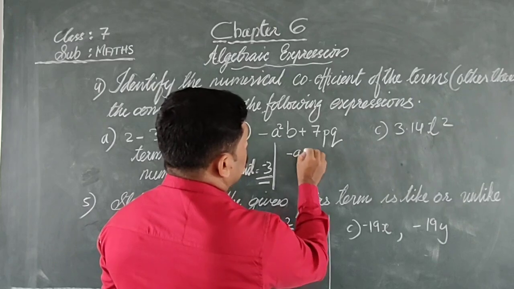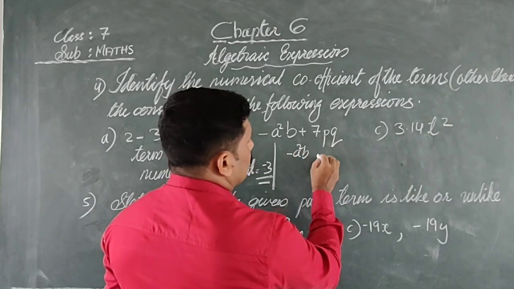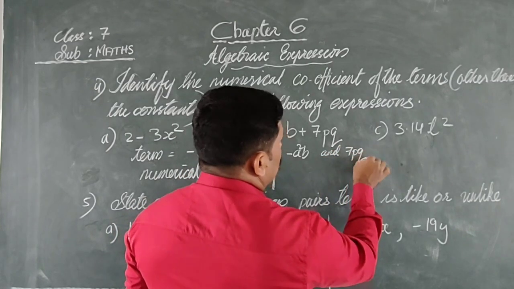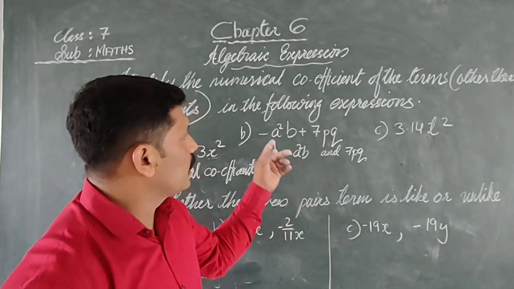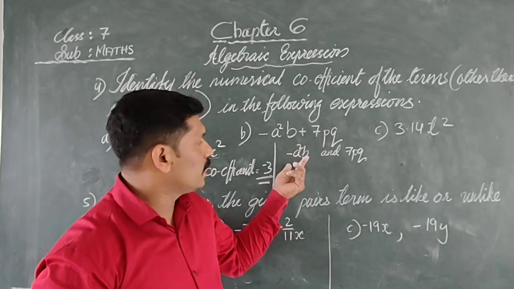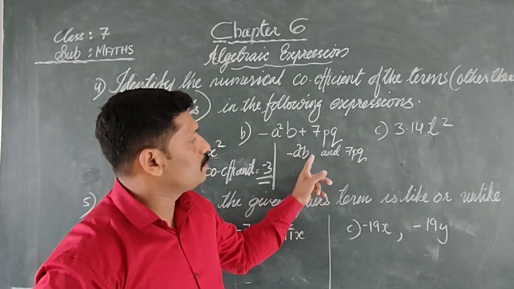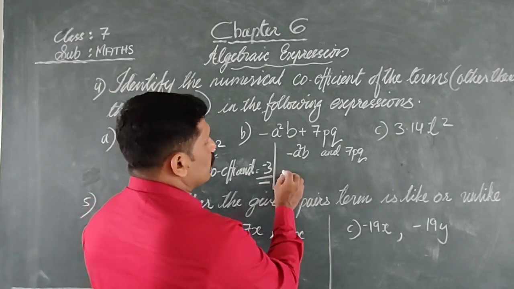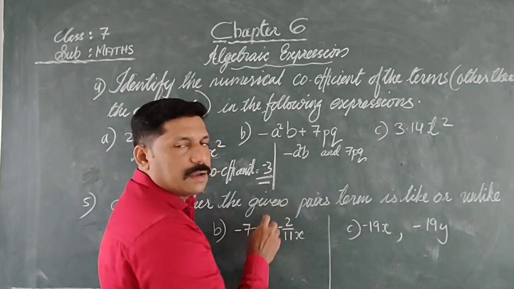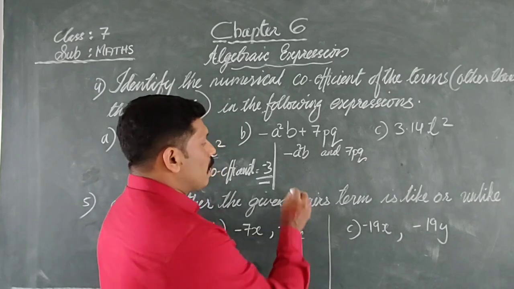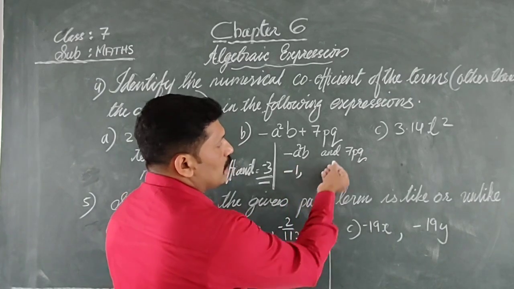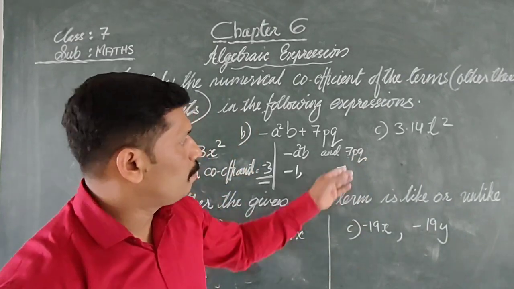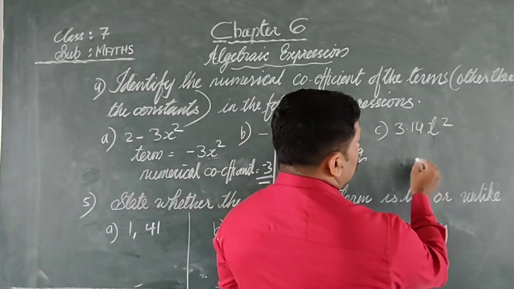And here you can see that two terms are there: negative a square b and 7b. These are the two terms. A constant is not there in this expression. Two terms are there: negative a square b and 7pq. Dear students, in the first term there is no number written, but if there is no number, the numerical coefficient is 1. So the first is negative 1, and in the second the numerical coefficient is 7, because 7 is multiplied with pq.